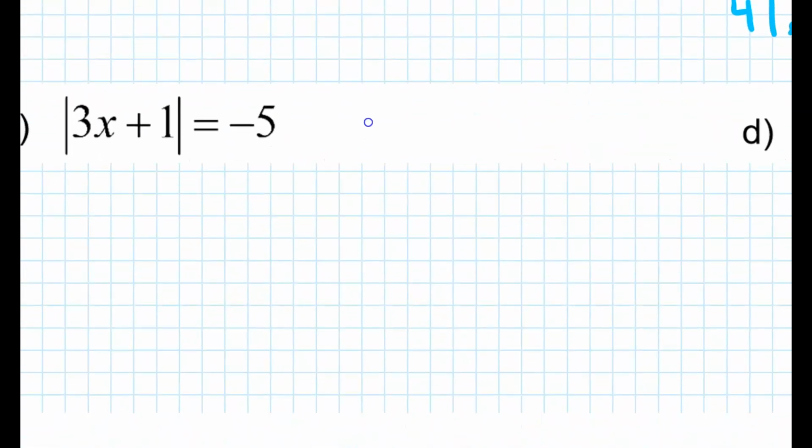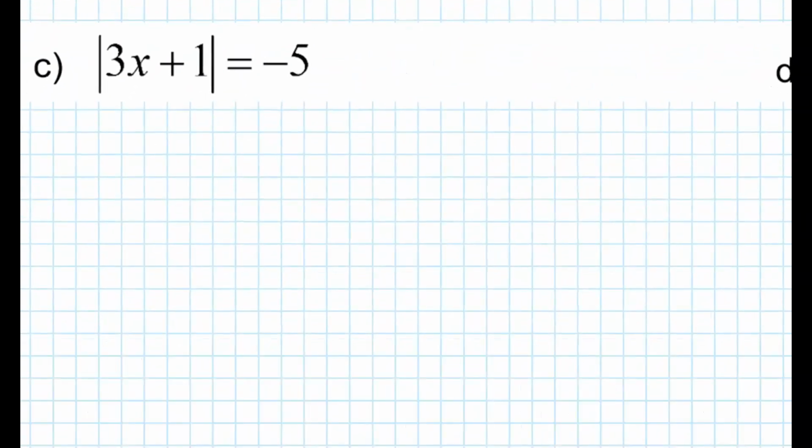Here's our next one. Absolute value of 3x plus 1 is equal to negative 5. Any thoughts on this one? Yes, Landry? Is there no solution because it can't equal a negative distance? Exactly. So these are the ones you get excited about. You're like, yes, don't have to do any work here. Okay. This is no solution.